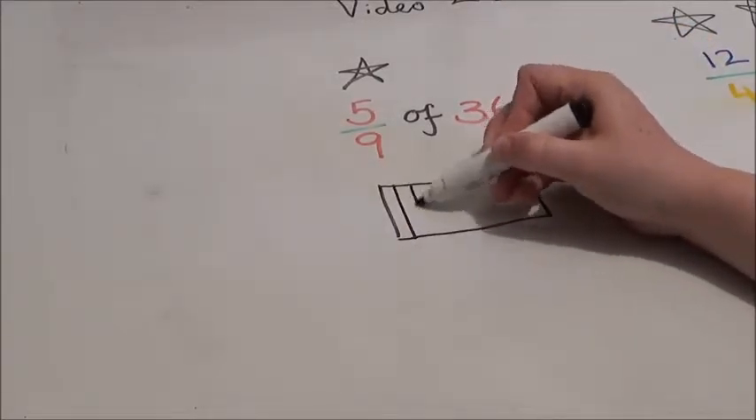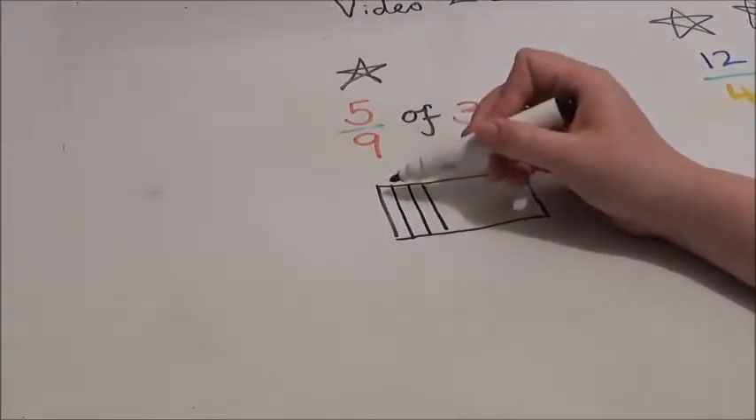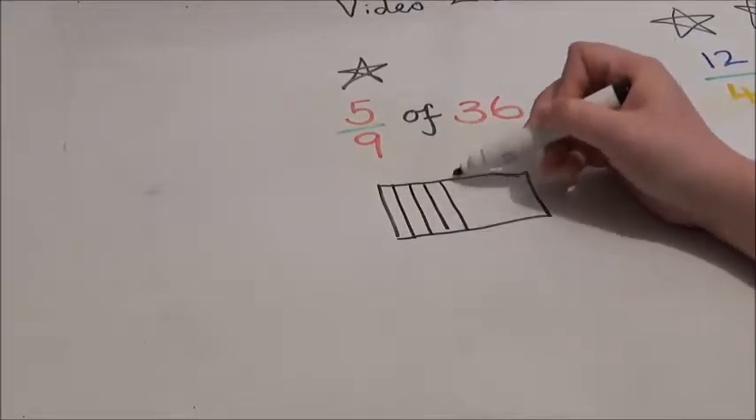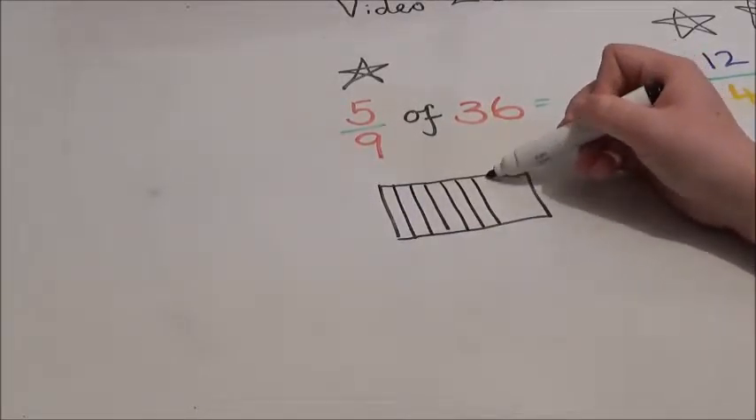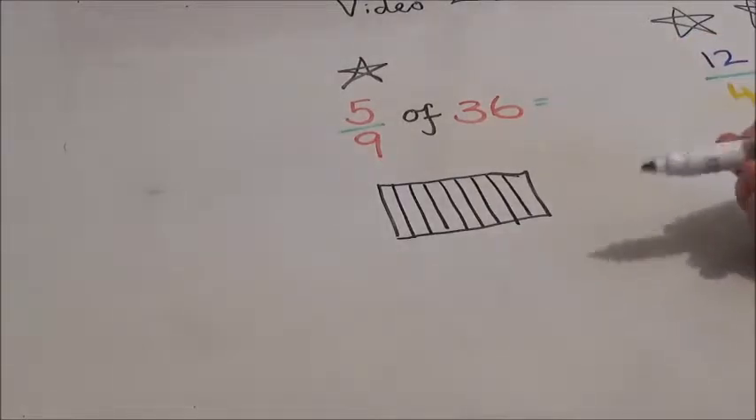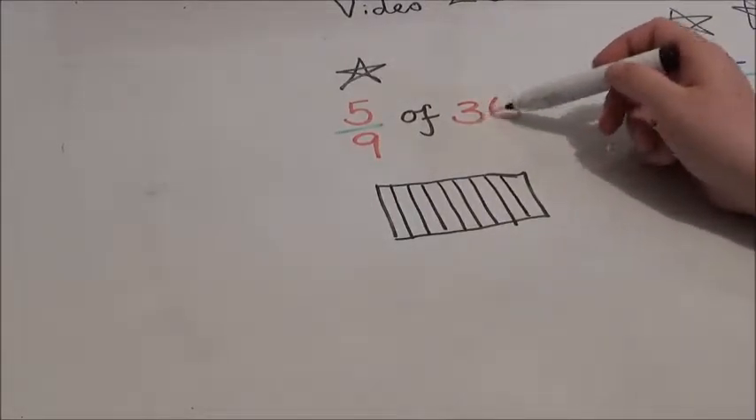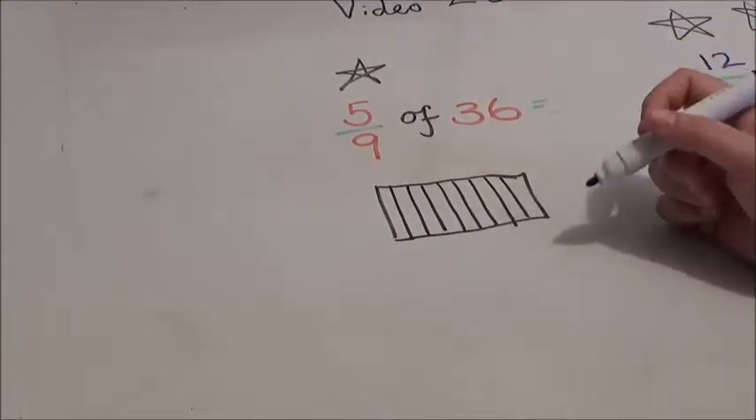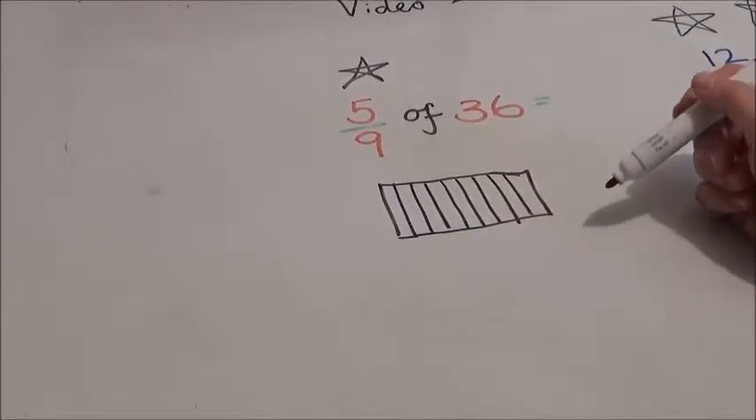I'm going to equally cut them into 9 pieces. 3, 4, 5, 6, 7, 8, 9. And then I'm going to share 36 across my whole. So 36, I'm going to go through my 9 times table.